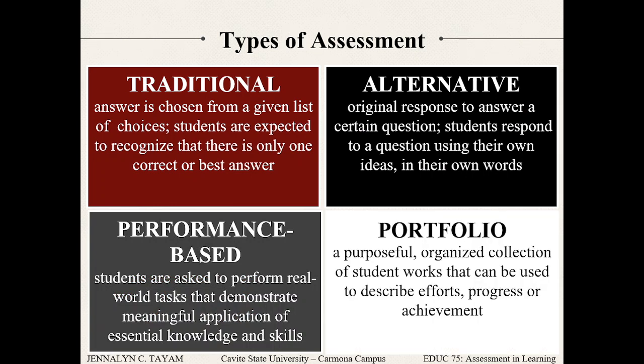First, traditional assessment is the easiest to identify since the students are expected to choose from a given list of choices. Moreover, students are expected to recognize that there is only one correct or best answer. An example of traditional assessment is a multiple choice question. The second one is alternative assessment, in which students are expected to create original responses to answer a certain question. The students respond to a question using their own ideas, in their own words. An example of an alternative assessment is a situational essay question.